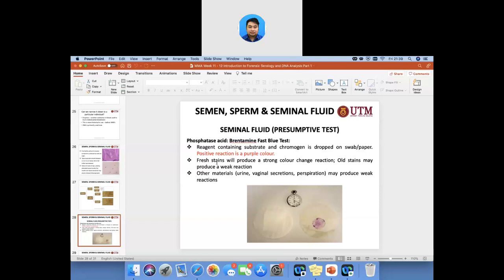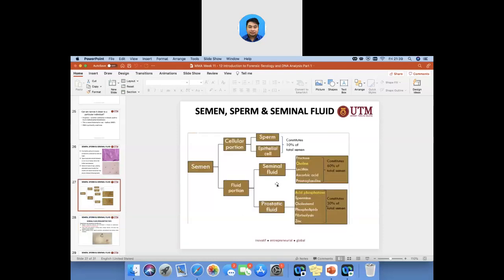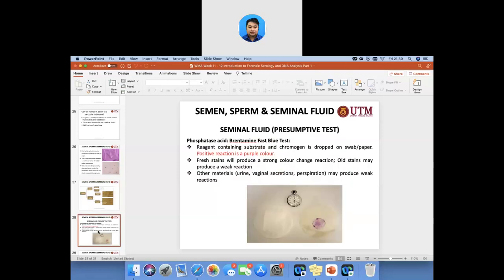Fresh stains will produce a strong color change reaction. Old stains maybe have a much weaker reaction, because the concentration is not that much anymore. Other materials such as urine, vaginal secretion, and perspiration may produce a weak reaction. So that is the acid phosphatase or Brentamine fast blue test, because you are going to test for the fluid portion of the seminal fluid.